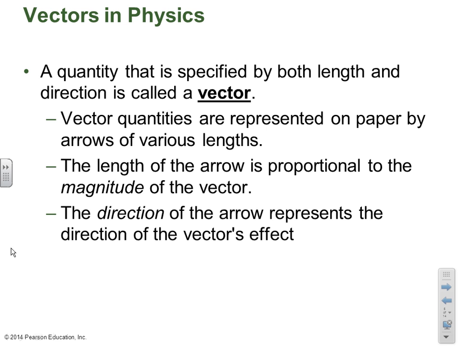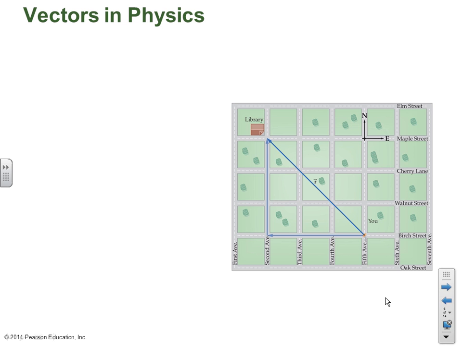For example, here's a picture of your location and the library's location. And we've drawn an arrow from here to there, from you to the library. What would that arrow represent? Displacement. That arrow represents displacement.